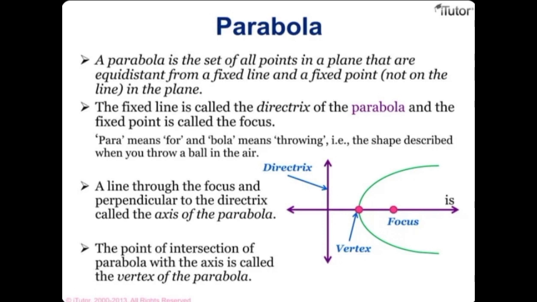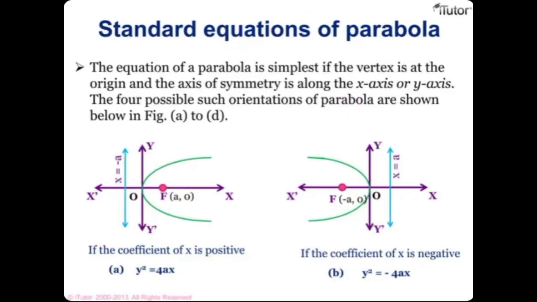Para means for, and bola means throwing, the shape described when you throw a ball in the air. A line through the focus and perpendicular to the directrix is called the axis of the parabola. The point of intersection of the parabola with the axis is called the vertex of the parabola.